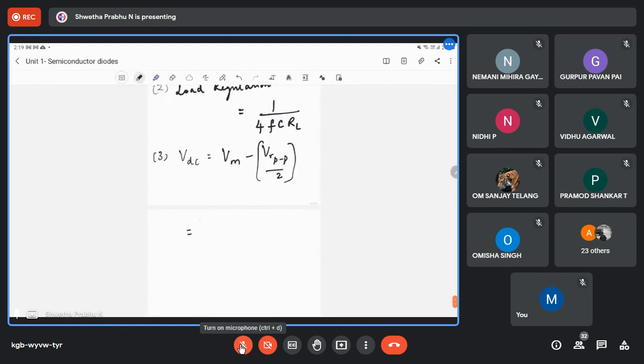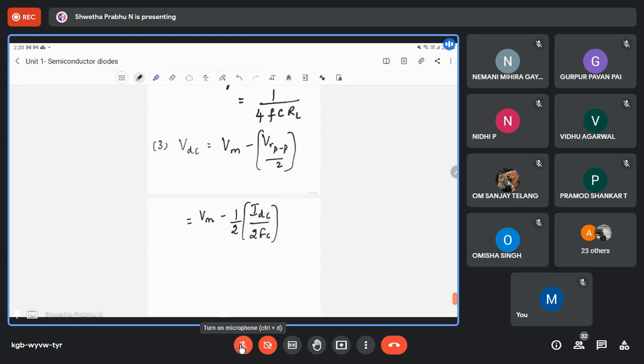Sometimes they will ask you to find V peak to peak, that is VR peak to peak, and that is given by IDC divided by 2 times of FC. The 2 which is in the denominator, I'll take it outside. The formula for V peak to peak is IDC divided by 2 into F into C.